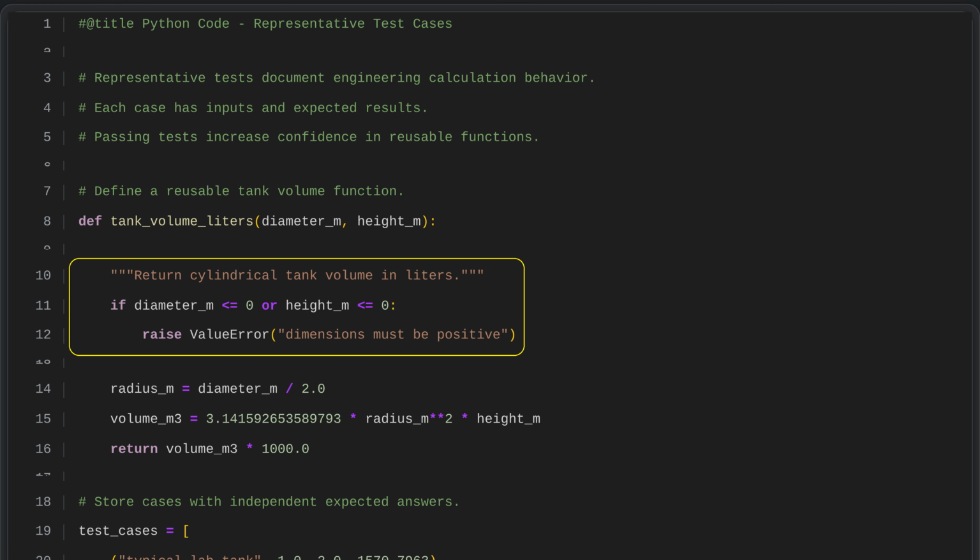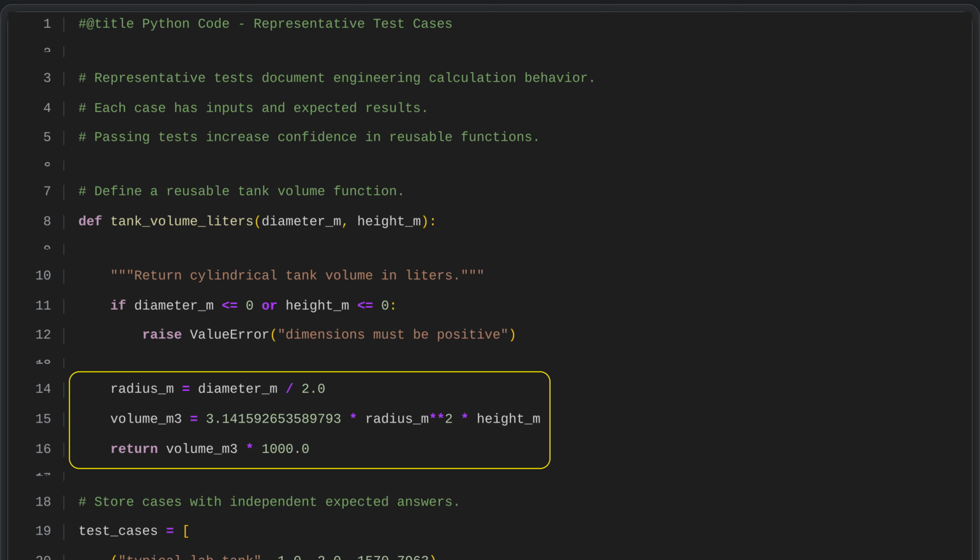This function calculates the volume of a cylindrical tank in liters. Before doing the calculation, it checks that both the diameter and height are positive. If either value is 0 or negative, it raises an error to prevent invalid or meaningless results. The calculation finds the tank's radius by taking half of its diameter, then uses the cylinder volume formula with the radius and height to get the volume in cubic meters. It then converts that result to liters by multiplying by 1,000, since 1 cubic meter equals 1,000 liters.